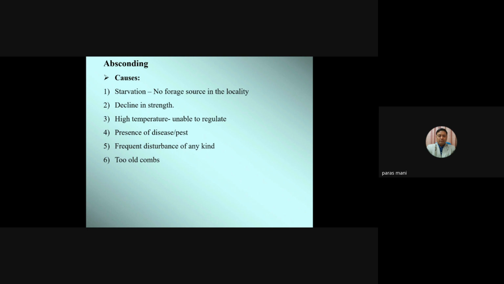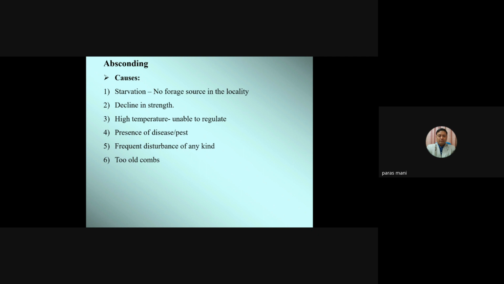Or decline in strength. Or high temperature, unable to regulate. So due to high temperature or any other extreme conditions of weather, bees may leave the colony. Presence of diseases or pests. This also leads to absconding.